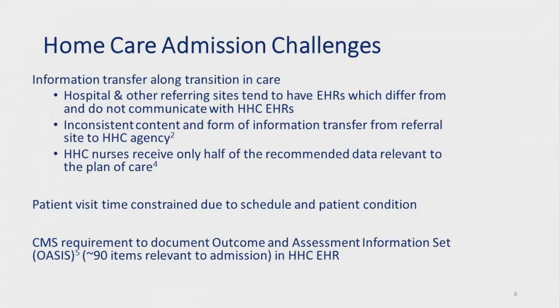And another challenge is this Centers for Medicare and Medicaid Services requirement to document something called the Outcome and Assessment Information Set, or OASIS, which has about 90 items relevant to admission. This is not a checklist. This is choose one along a scale of either 1 or 2 or up to a scale up to 5. This needs to be documented in the EHR for the admission to be reimbursed.